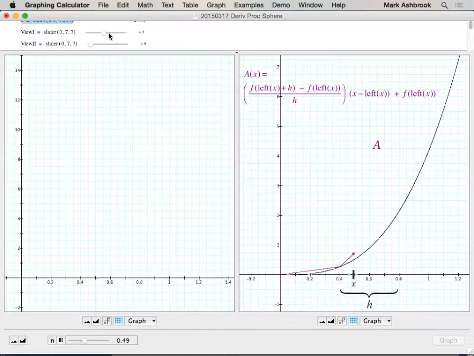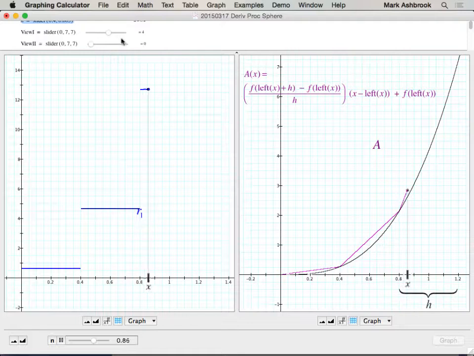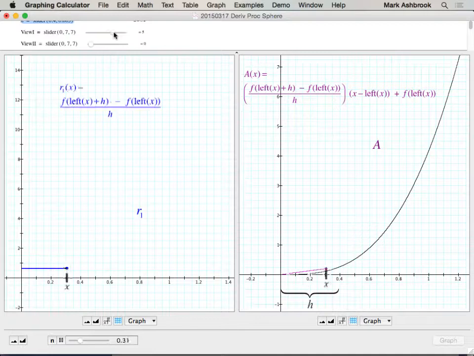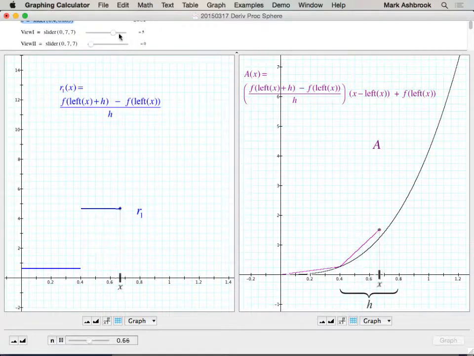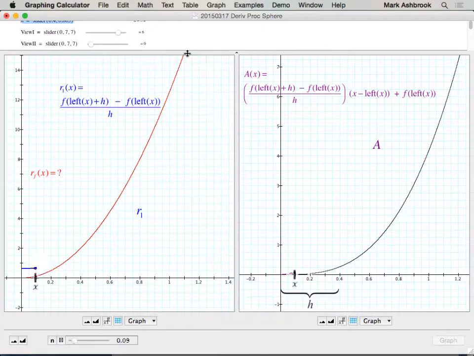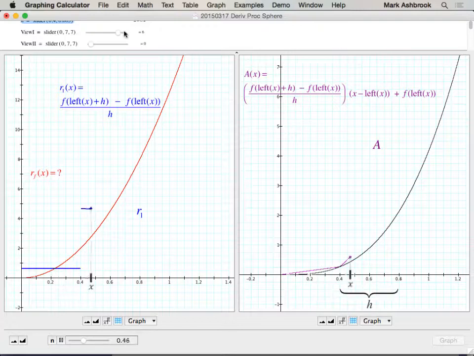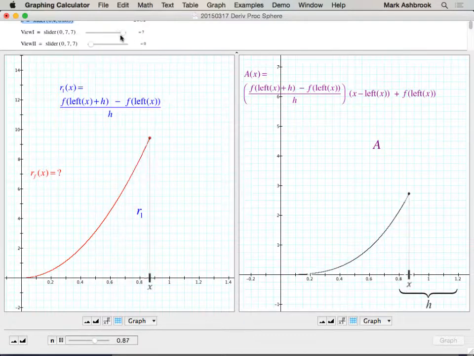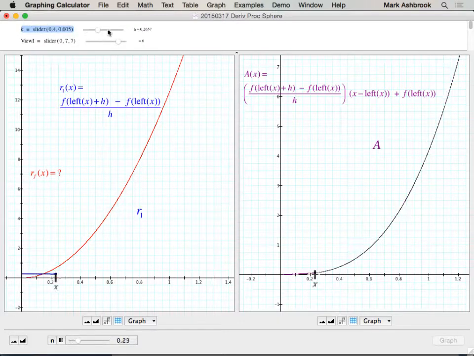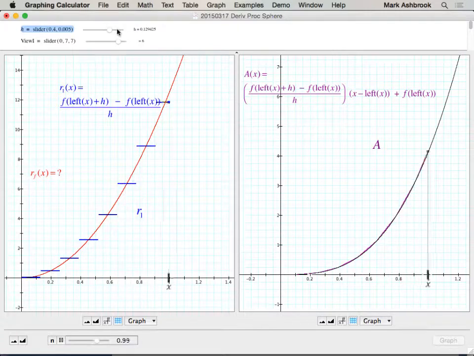All right, then next thing, this is 4, I think. Yeah, 4 shows the approximate rate. 5 then shows the formula for approximate rate. 6 shows the exact rate. 7 shows just the exact rate. And all the while, if you change h, it always works. It always gives the correct new approximate accumulation function and approximate rate function. So even that much would be worth extra credit.